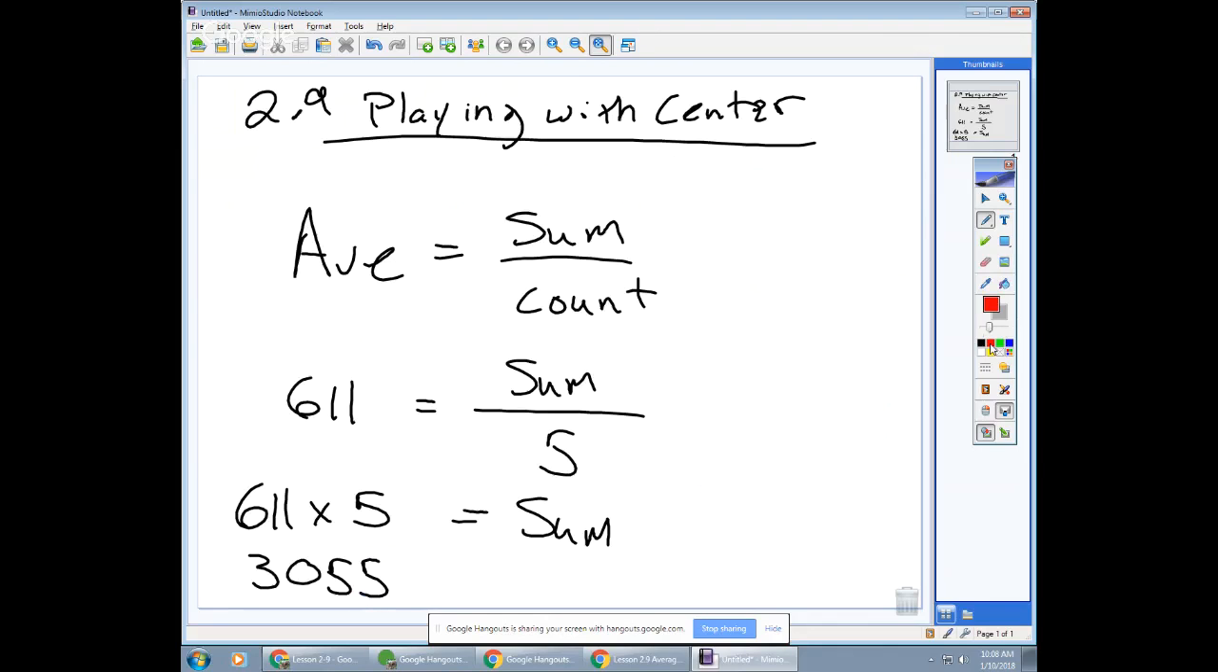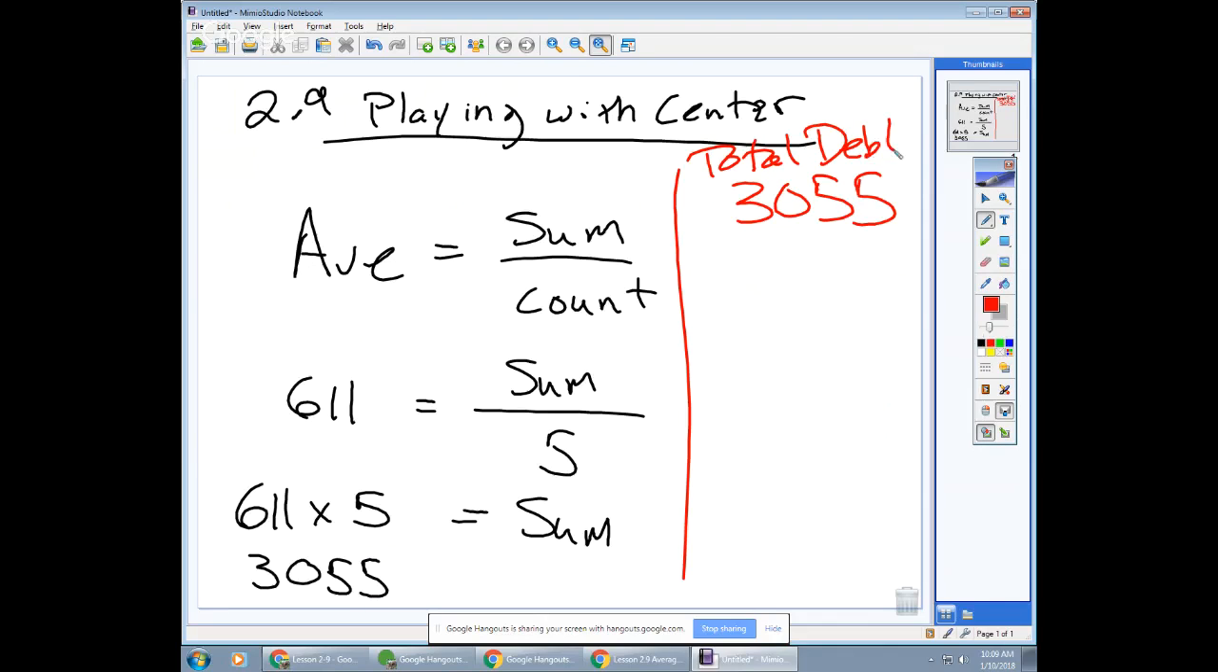So actually, I'm going to do this by hand before I do it on the computer. I know I have a total amount of debt of 3,055. Right, that's my total debt. And I know one of them has to have a debt of 47. So doing that subtraction means I now have 3,008. Is that right? The rest of them have to share. So all I have to do is give out $3,008 in debt.